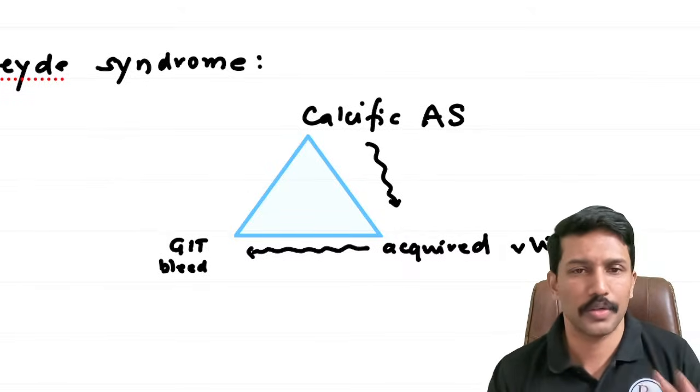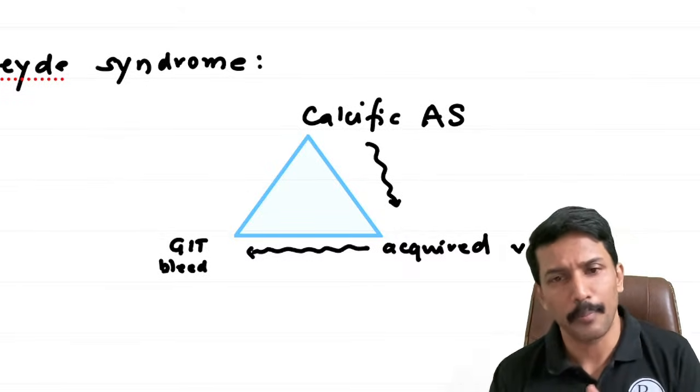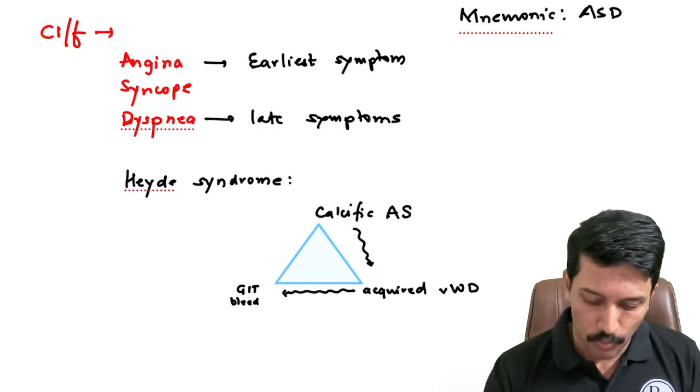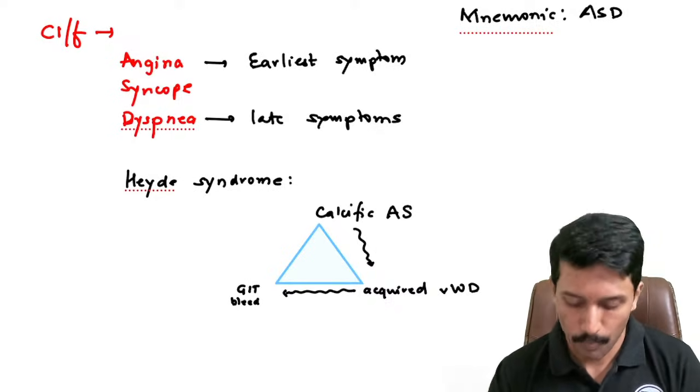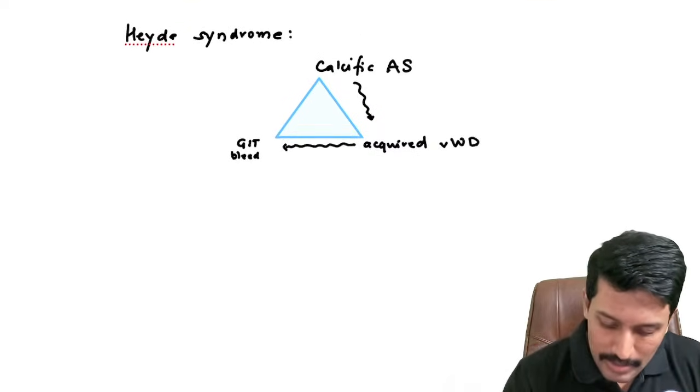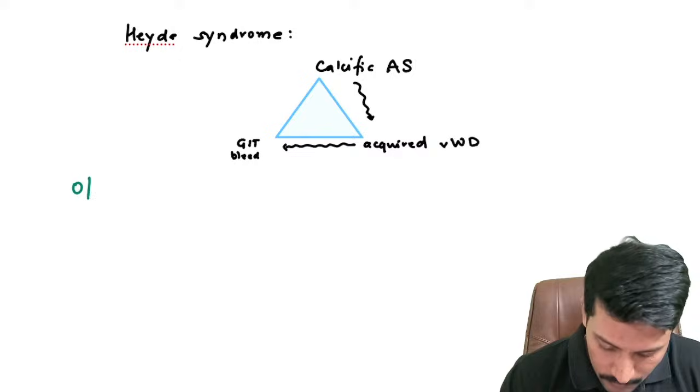Not seen in all aortic stenosis patients, but at least few of them may develop it, right? So ASD plus Heyde syndrome. This is all you need to write about clinical features. Now coming to the examination findings.